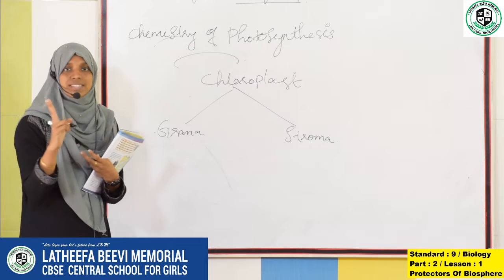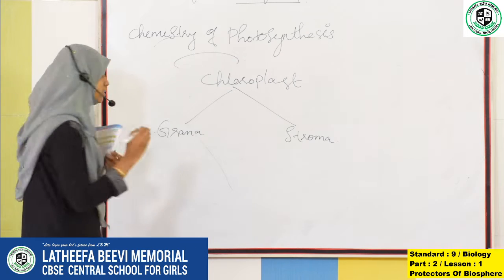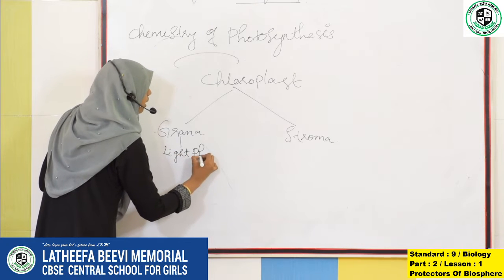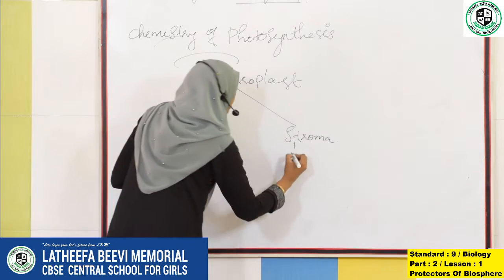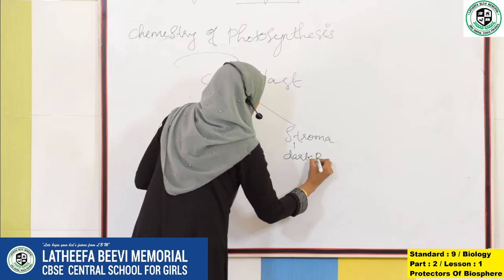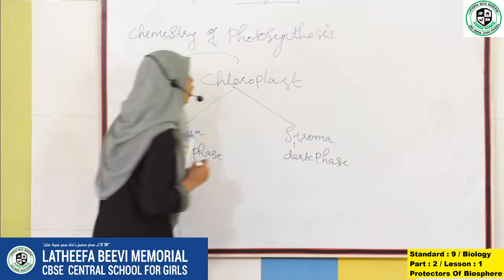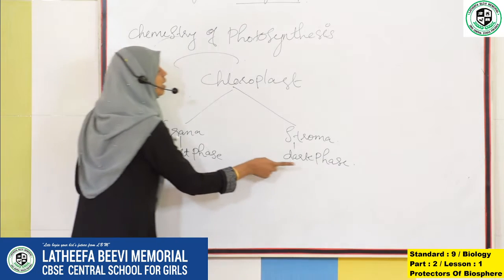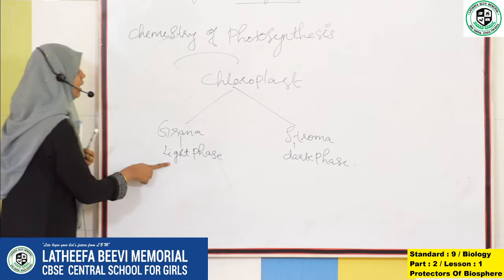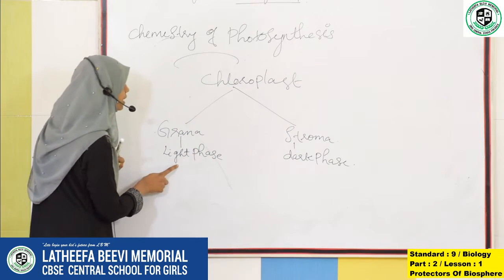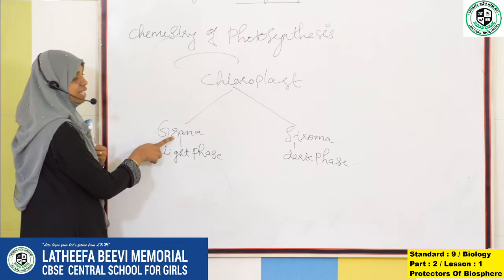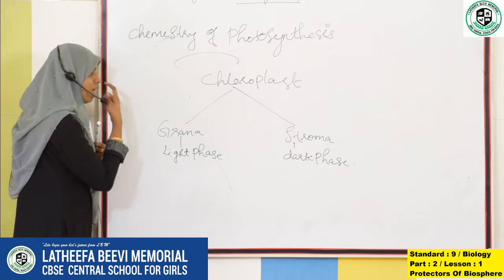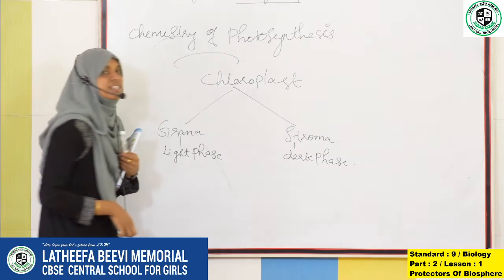Photosynthesis has two phases. What are the phases? Light phase and dark phase. Light phase takes place in grana, and dark phase takes place in stroma.